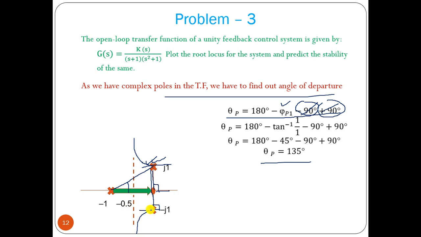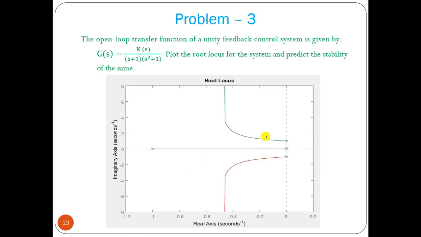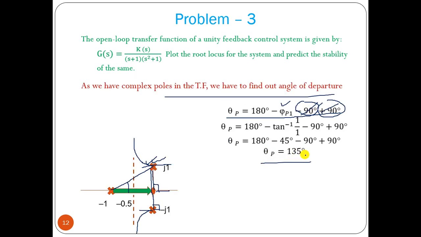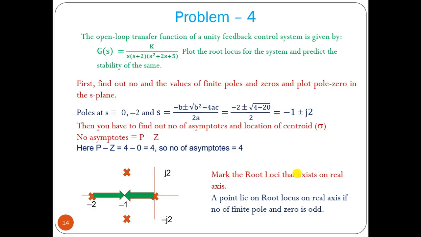At 135 degree angle it should depart, and then it should approach the infinity zero along the asymptote line. So this is the plot here. Your asymptote line is around minus 0.5, at 90 degree to 270 degree, and this pole merges with this zero, and these two poles go along this asymptote line to infinity zero, departing at 135 degree angle. Okay, this is problem 3.